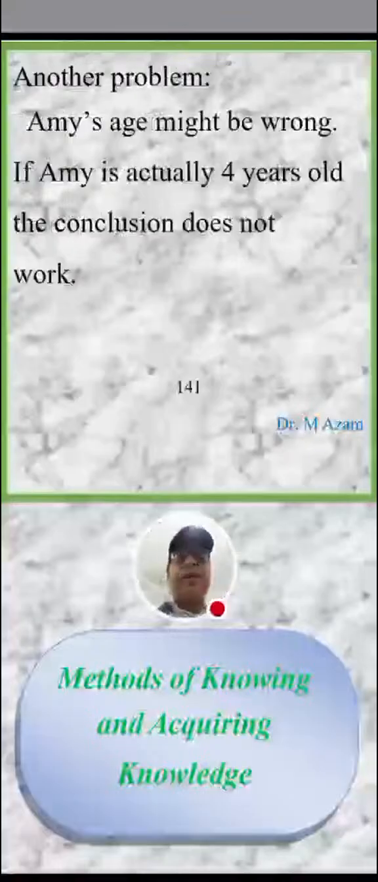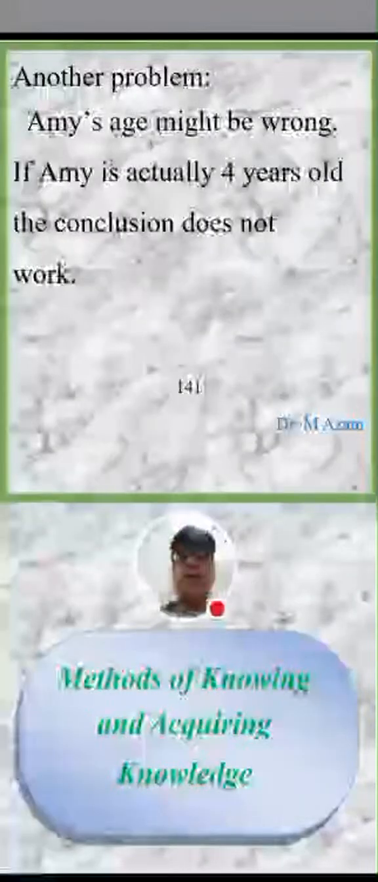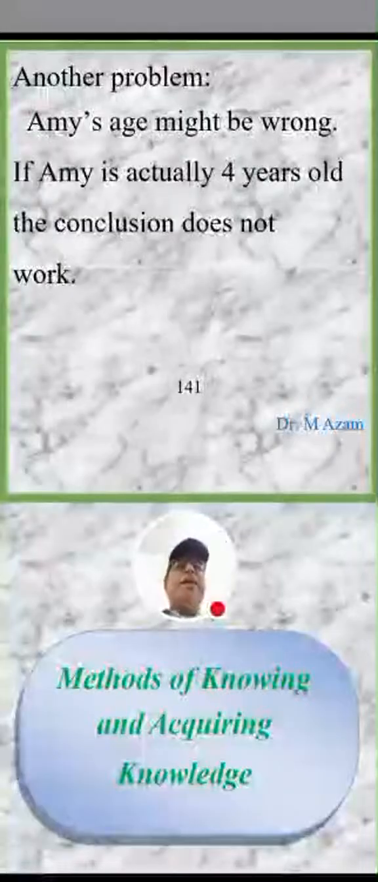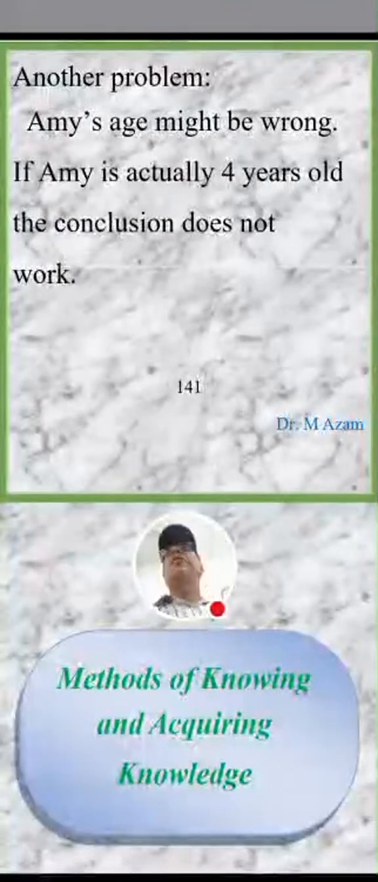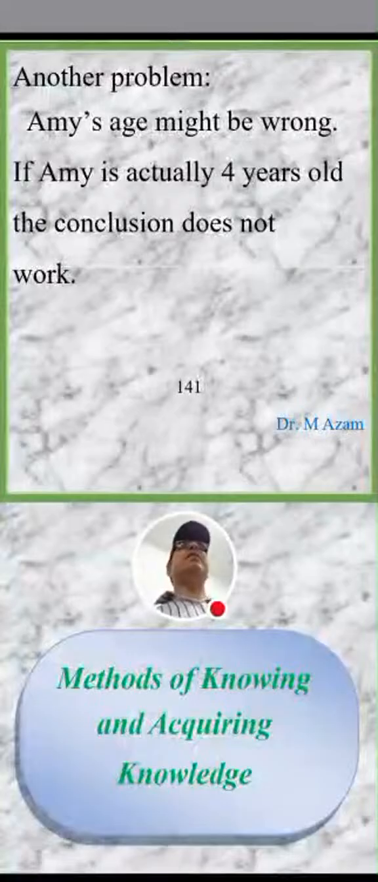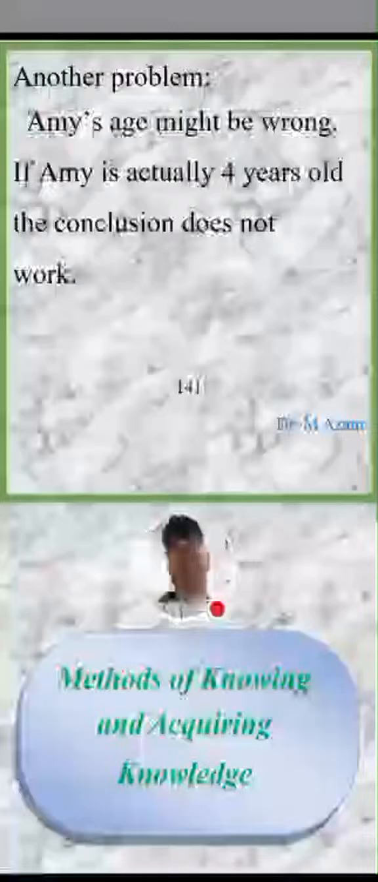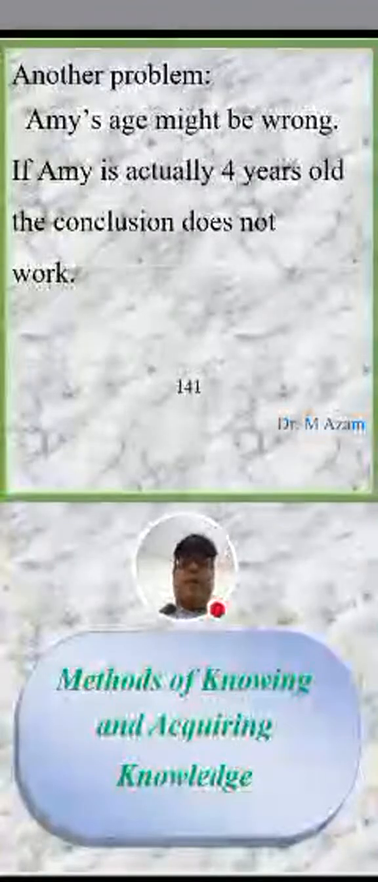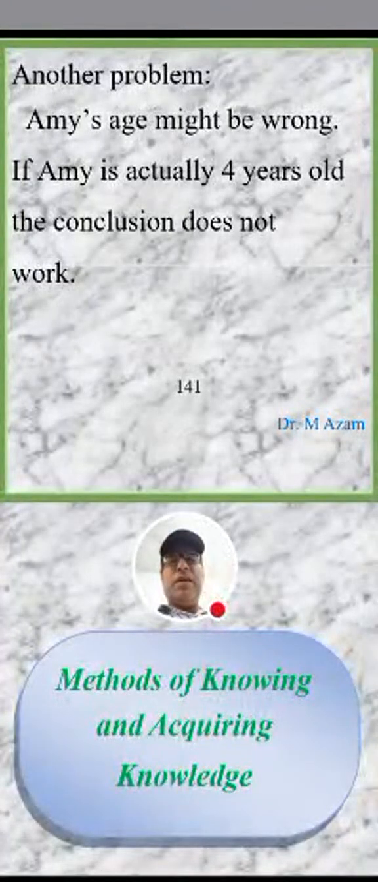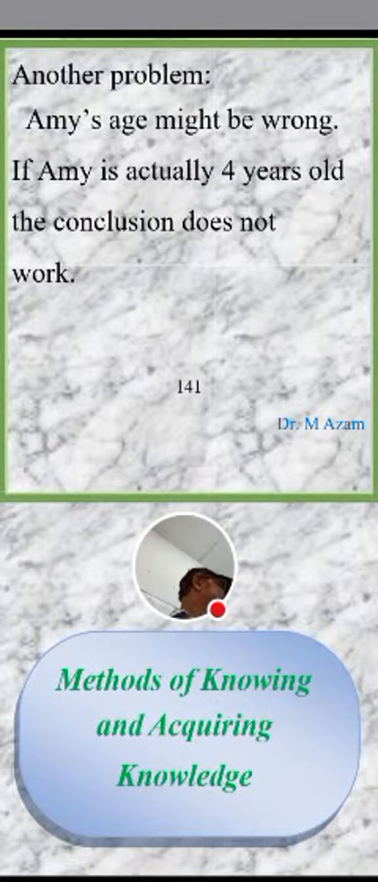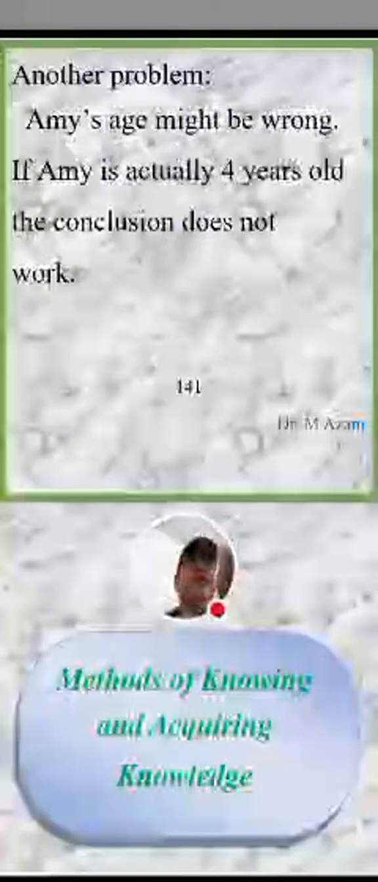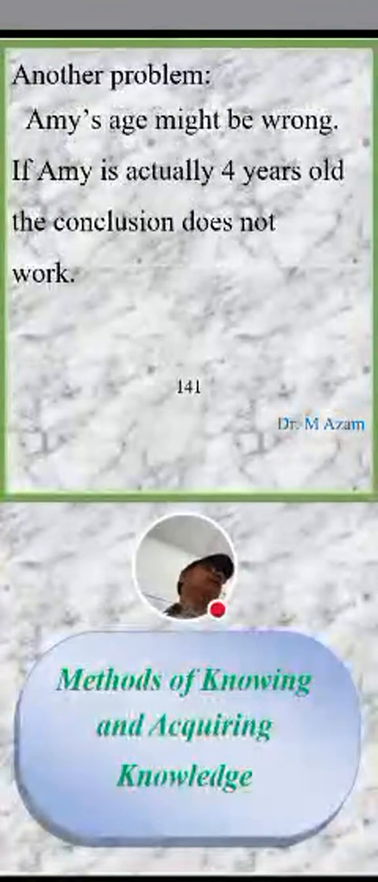Yes. Another problem with this argument is Amy's age might be wrong. We said Amy is 3 years old, but she may not be 3 years old. She may be 2, or she may be 6 or 5. If Amy is actually 4 years old, the conclusion does not work. Again, if this premise is wrong, it means the conclusion is also wrong.